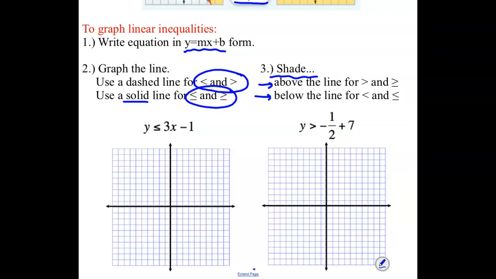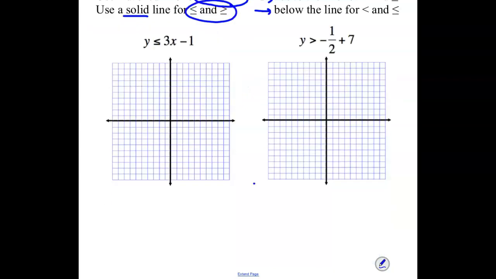So let's try one. Our first equation is already in slope-intercept form, so we can go ahead and start graphing. Our y-intercept is -1, so we're going to put a dot at -1, and we're going to use the 3 here as our slope, so up 3 and to the right 1.